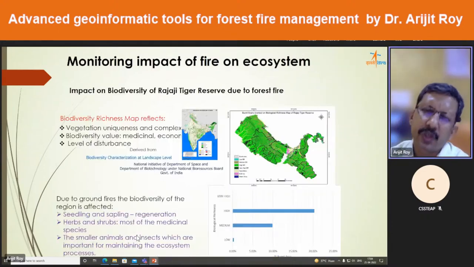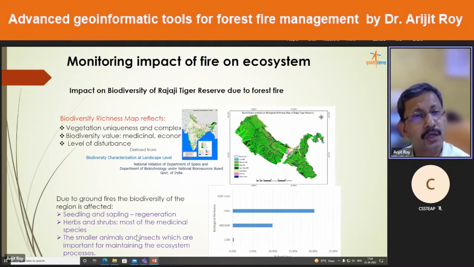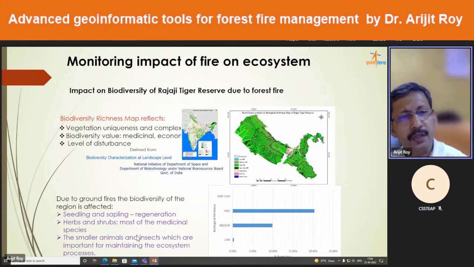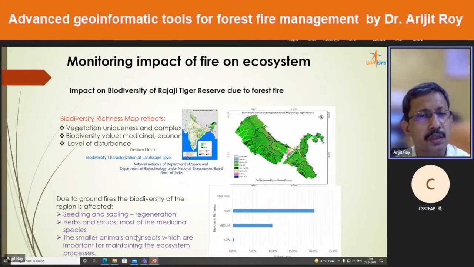We can also use this information for monitoring the impact on the ecosystem processes and ecosystem structure like the biodiversity. So using the biological richness map, which reflects the vegetation uniqueness and complexity, the biodiversity value, and the level of disturbance, we are able to identify how much of the area which has been burnt falls under high biological richness or how much is in the moderate biological richness. We have done this for a small area, that's the Rajaji Tiger Reserve.